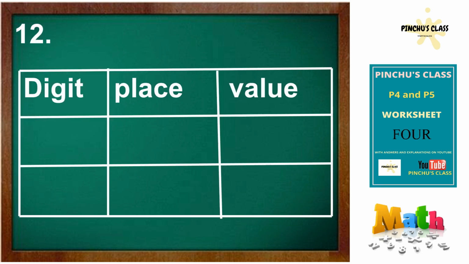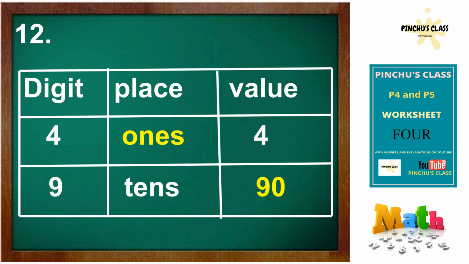And then the last number for today, number 12, we have that box which has digit, place, and value. The digit is 4, and they have given us the value, which is also 4. So when the value is 4, it means our place value is going to be ones, because it is only one value, 4, isn't it? And then for the next part, we have 9, we have tens, and we don't have the value. Since the place value is tens, we're going to get 10 times 9, and the answer for the value is going to be 90.